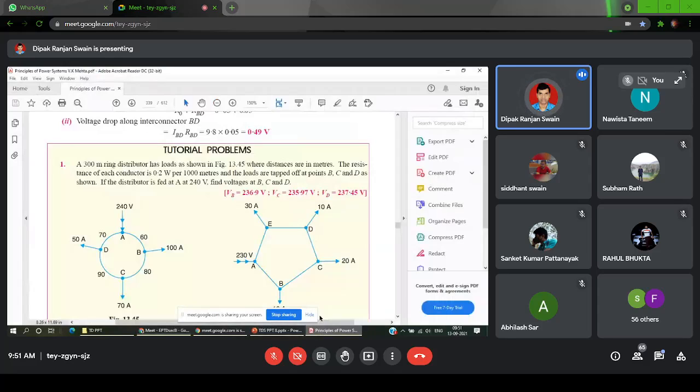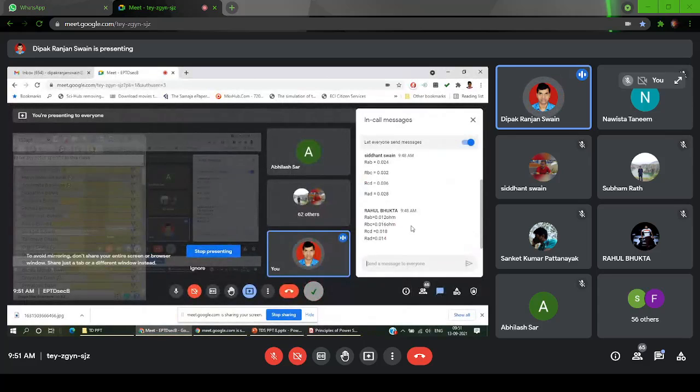At a single conductor there is a double. The resistance of each conductor is given as 0.2. Rahul, I think you have not multiplied by 2 in each of them.